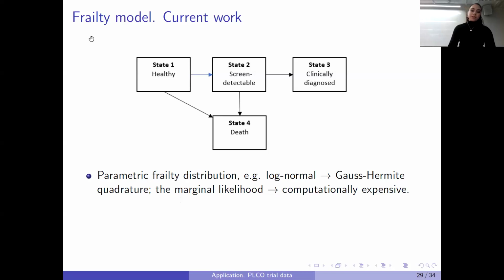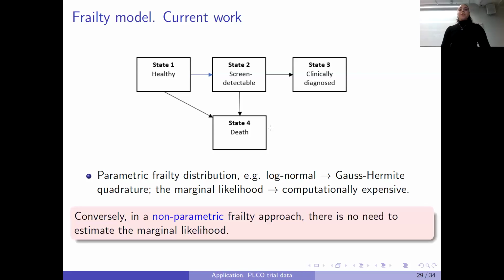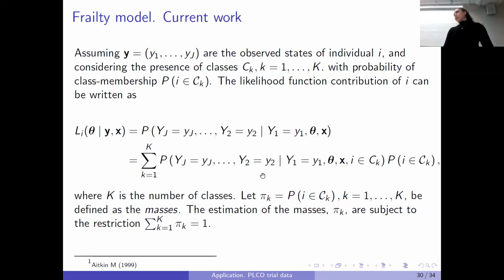So what's a frailty model, or how can you specify it? You can specify it from a parametric perspective. You can assume the random effects follow a normal distribution, for instance, but that would usually mean that you need to compute the marginal likelihood, and that could be computationally expensive and infeasible if you have high dimensional setups. So another way to do it is to follow a non-parametric approach. And what does that mean?